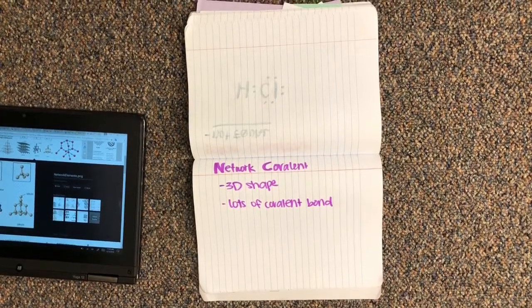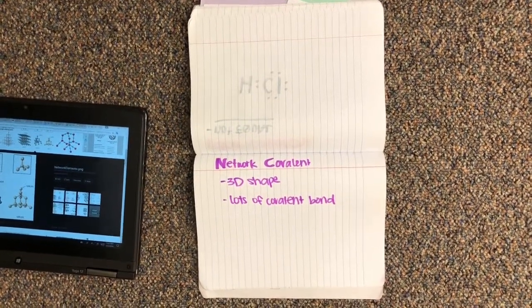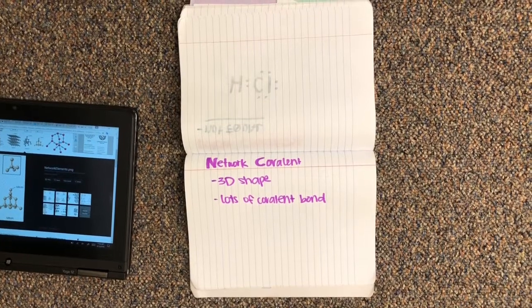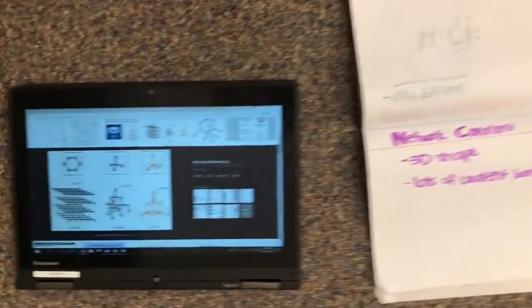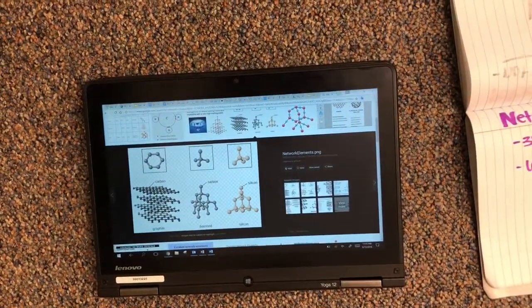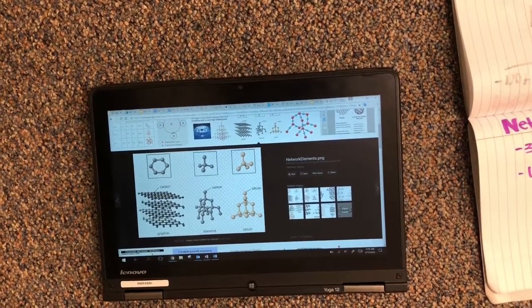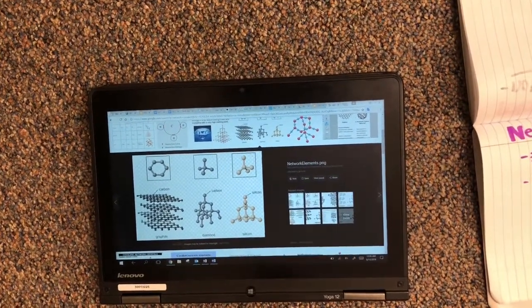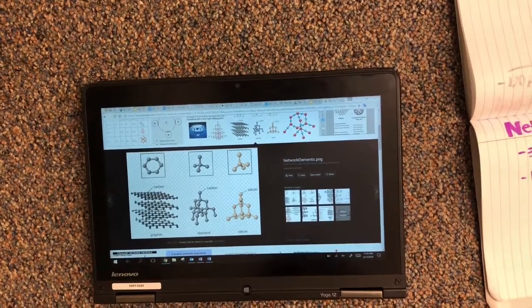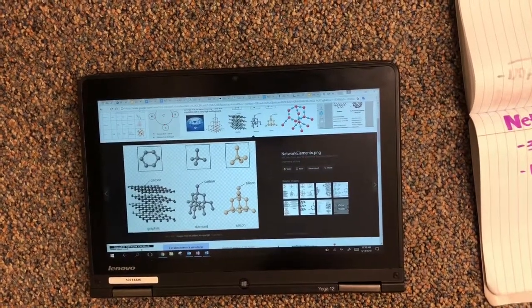So in these structures, they have 3D shapes and there are a lot of covalent bonds that connect the structures to each other. Let's look at some examples. So here we have graphite, diamond, and silicon. These are some well-known network covalent structures that you should probably memorize, and as you can see, they all come in 3D shapes.